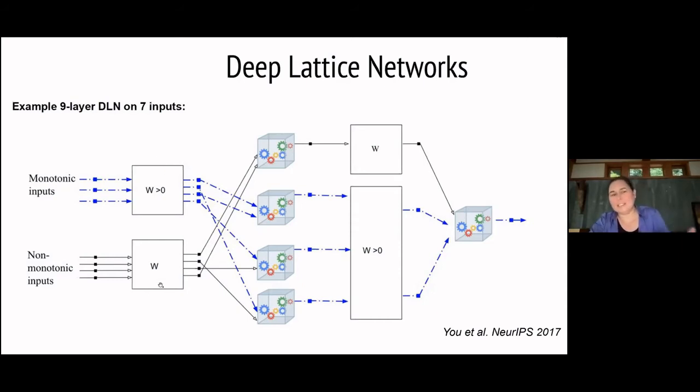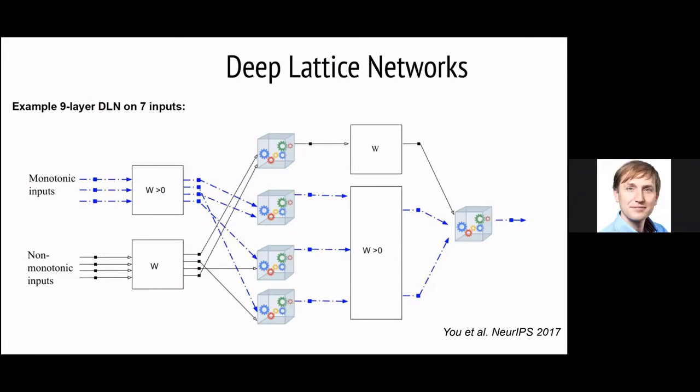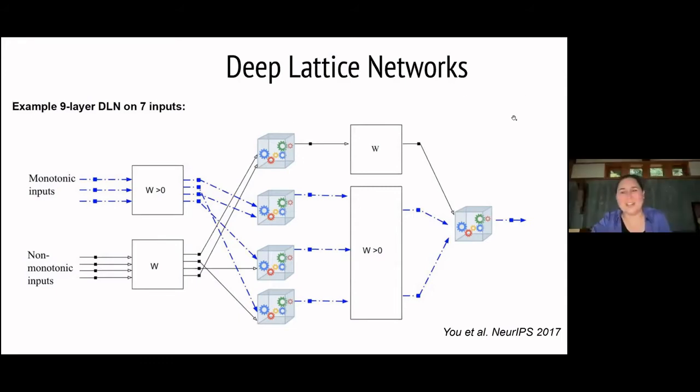You can have just linear layers, just like in a neural net. And you can have these multidimensional lattice layers. Here I've shown using an ensemble of them in order to be able to handle more inputs. And so you can build very large models on an arbitrary number of inputs. Here I'm just showing 7 inputs because it's hard to show too many inputs on one slide, but you can build models with thousands of inputs this way and everything works nicely.